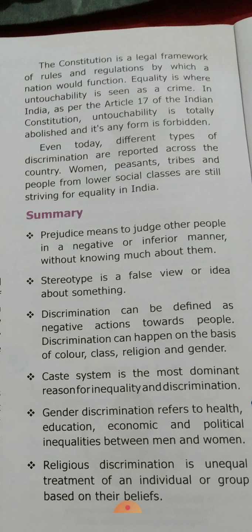Caste system is the most dominant reason for inequality and discrimination. Gender discrimination refers to health, education, economic, and political inequality between men and women. Religious discrimination is unequal treatment of an individual or group based on their beliefs. Understood, children?